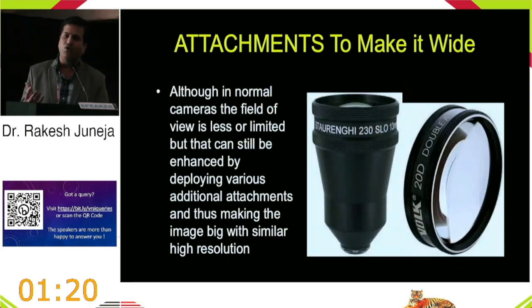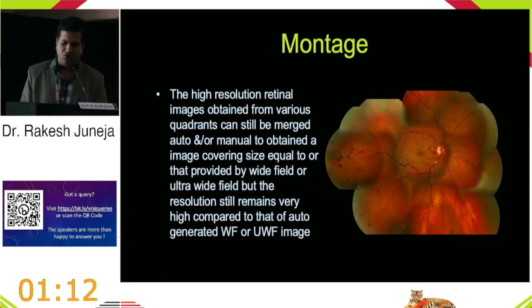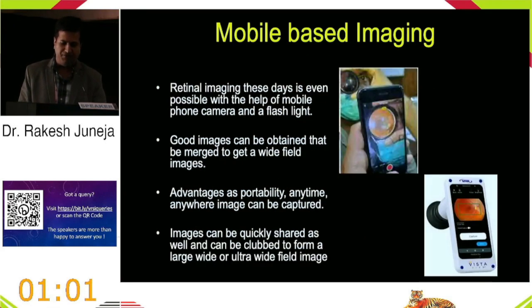And obviously, if you want to widen your field with the normal camera, you can have certain attachments like the Staurenghi lens, which was available with the help of 20D. If you keep it in front, you can still widen it. And with the help of the various software that are available, you can create an auto or manual montage and see the desired area you are intending to, even if it is in the far periphery.